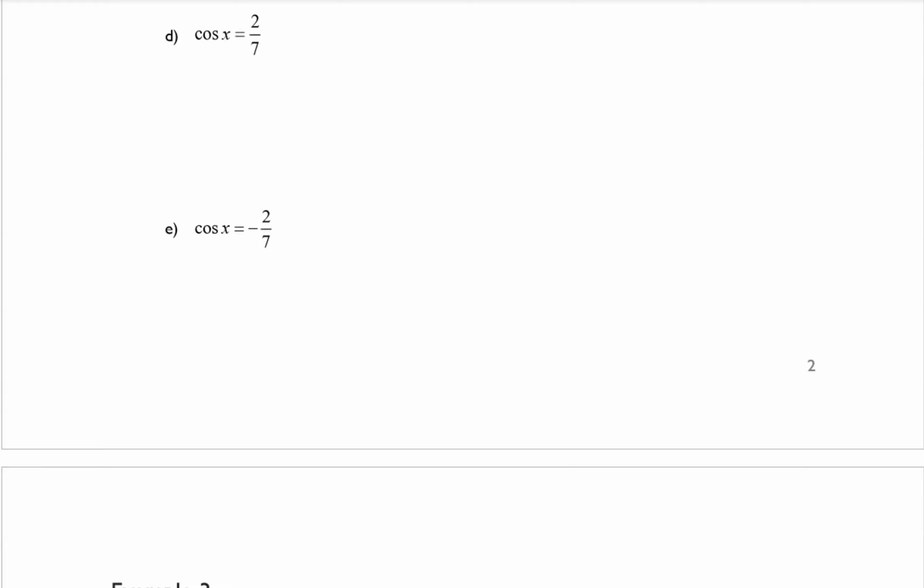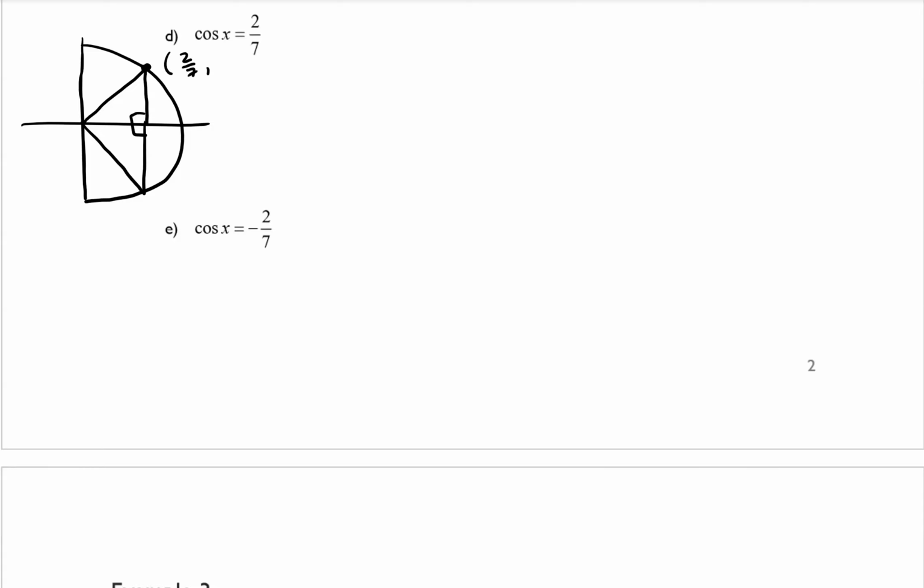Part D wants us to find the values that satisfy the equation cosine of x is equal to 2/7. I know that cosine is positive in quadrants 1 and 4. Okay, so I have cosine of x is equal to 2/7.